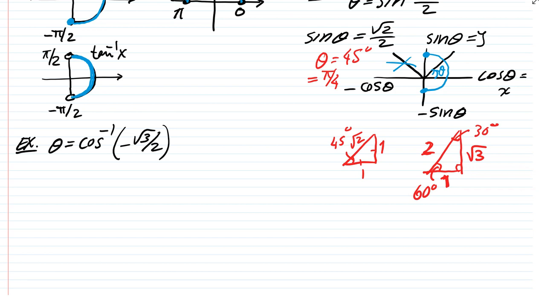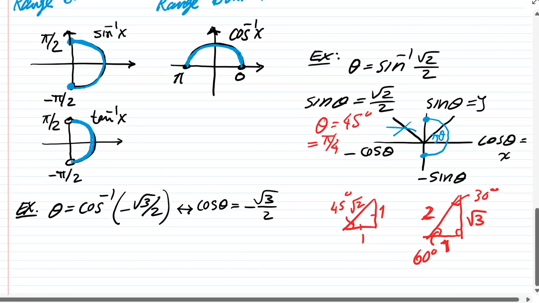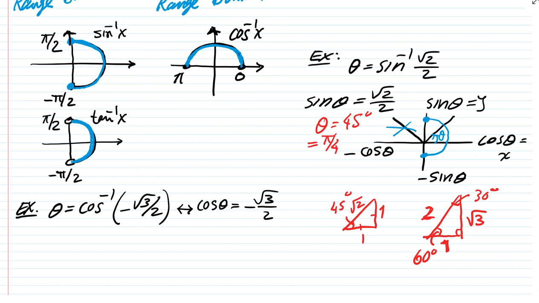Okay, to do this one, again, by definition of inverse, what does this mean? Well, this means cosine of the angle theta must be negative root 3 over 2. Now, for cosine, I recall this half circle. The fact that cosine is negative, because we know cosine is positive in the first quadrant, and in the second quadrant, cosine is negative.